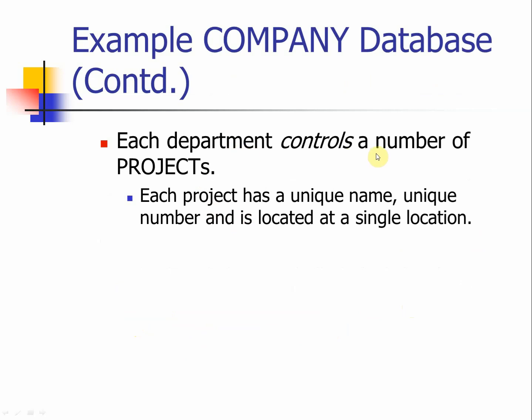Each department controls a number of projects. Basically, this description is about the second table, projects. Each project has a unique name, a unique number, and is located at a single location, whereas a department can be located in multiple locations. A project can only be located in one single location. Of course, in our ER diagram, we need to be able to keep track of those differences, and we will talk about how we start looking into the entity and then move on to the relationship, which connects the department and projects.